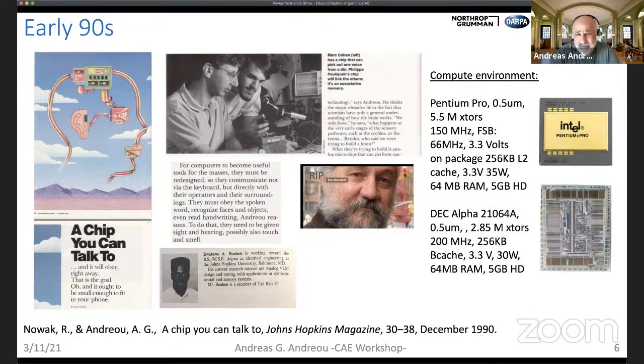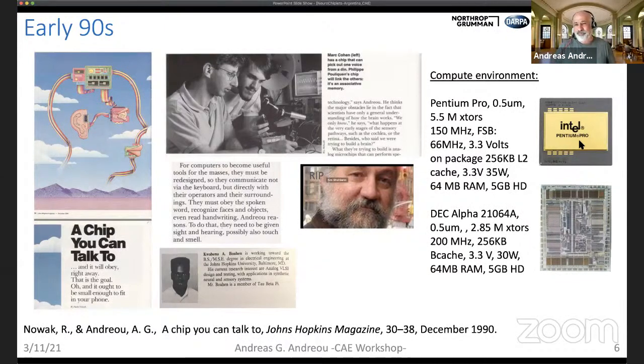At that time, let me remind you that what we had as a compute environment was a Pentium Pro. That was fabricated in 0.5 micron technology with 5.5 million transistors, 150 megahertz clock and 66 megahertz front side bus, 3.3 volts, and the whole system had 64 megabytes of RAM and 5 gigabytes of hard drive. Of course, at that time, the most powerful processor was a DEC Alpha 21164A, a very powerful system, with a few less transistors, but with built-in cache on the die, and about the same power profile.